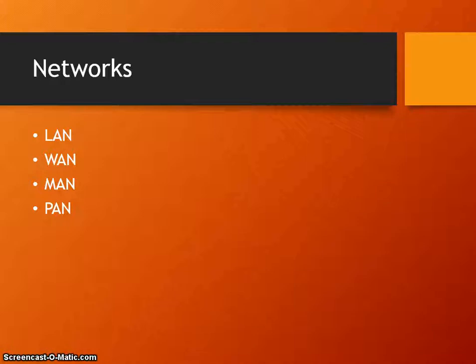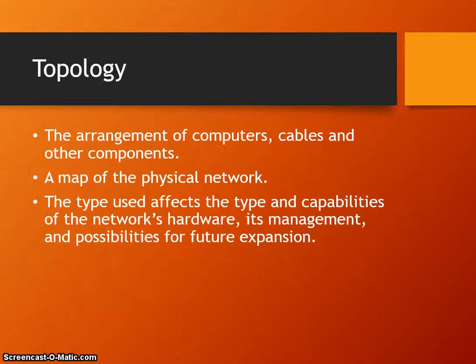And then we've got a PAN, a personal area network. This is created from 2 devices connecting via Bluetooth, so you create a personal area network. Now networks can be arranged into what's known as a topology. A topology is the arrangement of computers, cables and other components. It gives a map of the physical network, and the type used affects the capabilities of the network and how we can add to and expand it in the future.